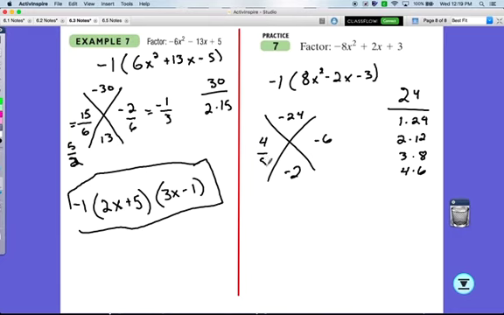If I divide by 8, 4 over 8 reduces to 1 over 2. So I'll have the negative out front, and then 2x plus 1. And then 2 will go into both of these, which gives you a negative 3 and a positive 4. So it'll turn into 4x minus 3.